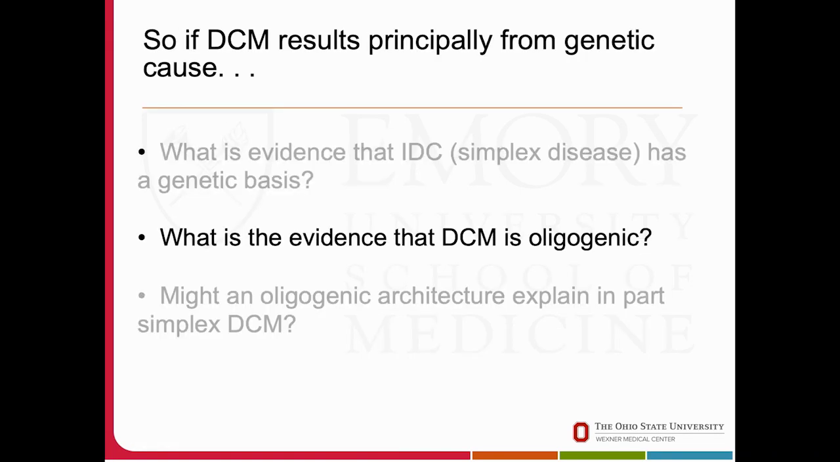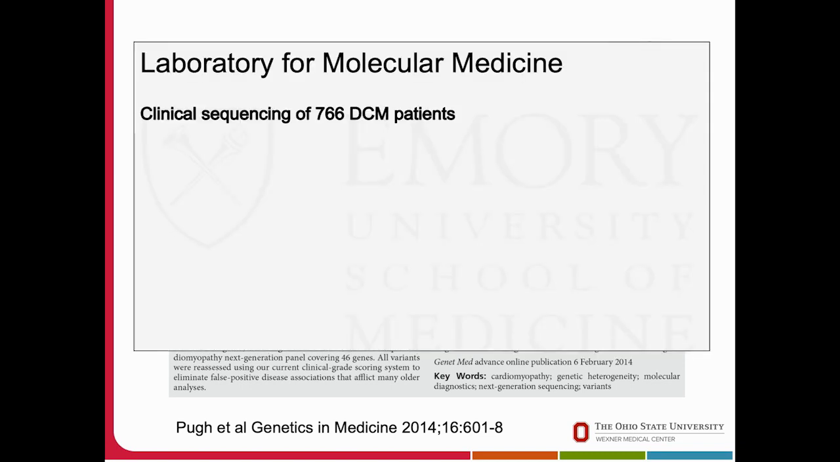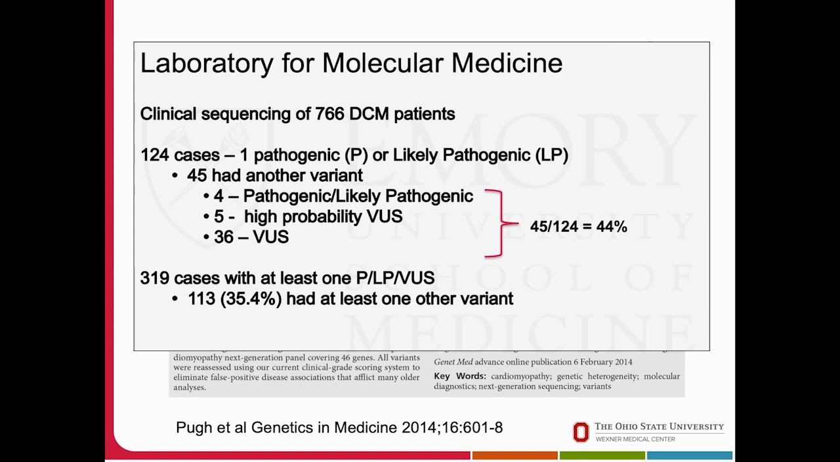So what's the evidence that DCM is oligogenic? This is a paper from Birgit Funke, a colleague who was at the Laboratory for Molecular Medicine, and basically they sequenced 766 DCM probands. If you look at the frequency of variants of path, likely path, and high probability VUS, it was 7.3%. If you add in their VUSs, it was more like 44%, and then they had 319 cases with at least one of these. It was about 35%, so clearly multiple variants are involved in some percentage, although that percentage was not very clear.